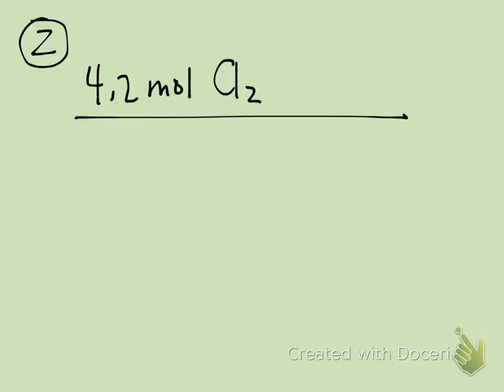All right, so for number 2, this is a really simple one-stepper. 4.2 moles of chlorine gas are produced at STP. What's the volume of the gas? 4.2 moles of Cl2. And as a reminder to self, I tend to write at STP so that I can't screw that up.